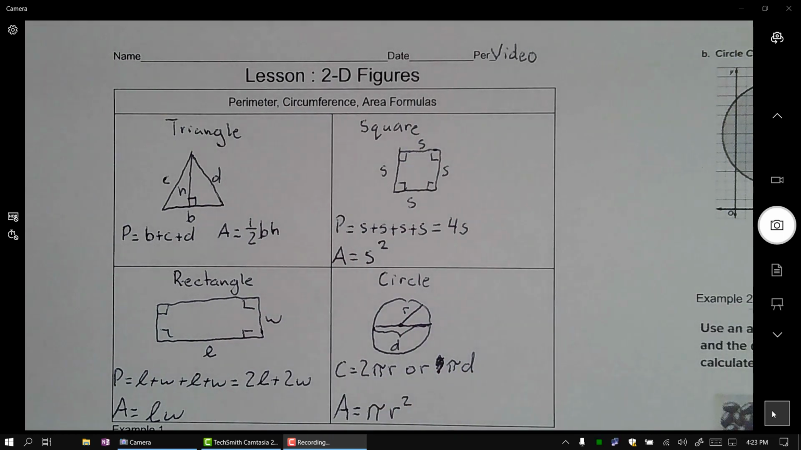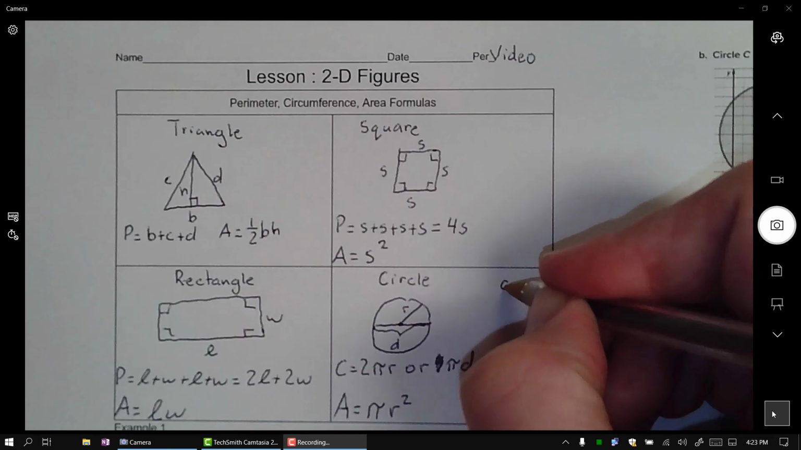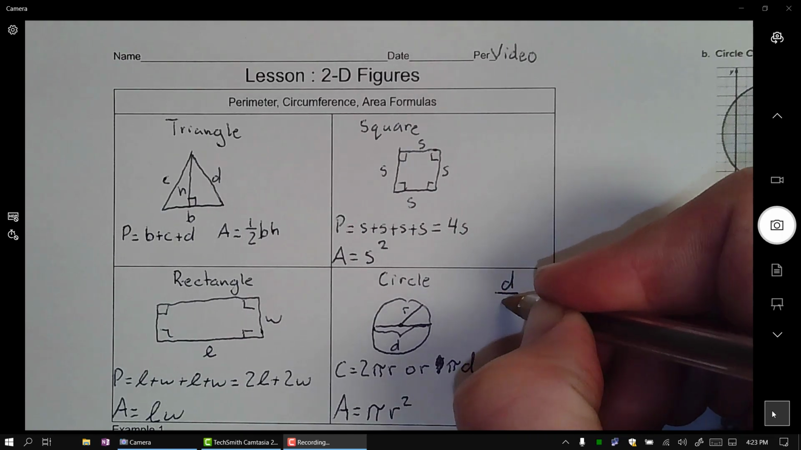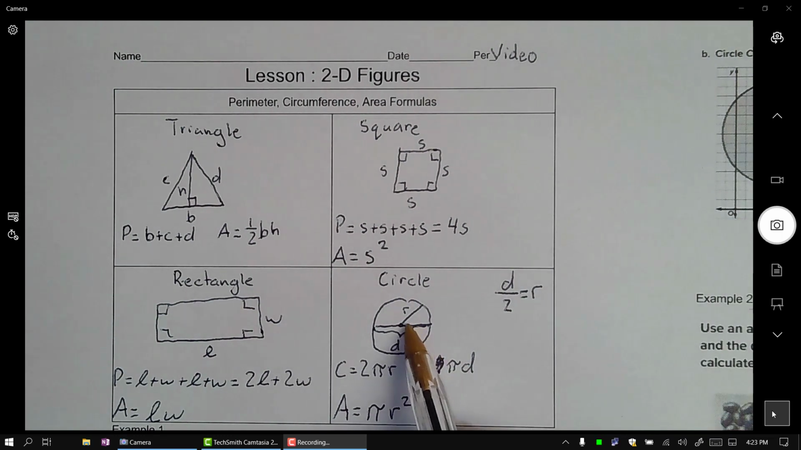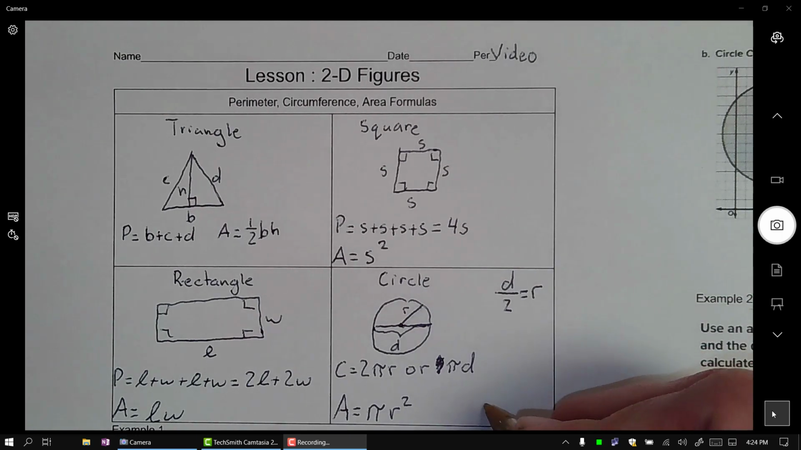But what if they only give me a diameter? Well, if they only give me the diameter, if I divide that by 2, I get a radius. The radius goes from the center to one side, and if we had a radius from the center to the other side, that would be from one side of the circle to the other side, going through the center, or a diameter. And remember, as a side note, pi is about 3.14.